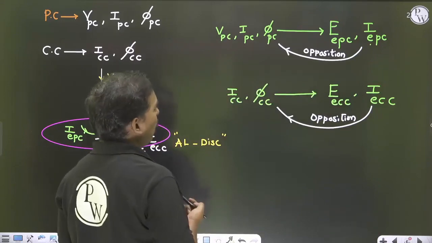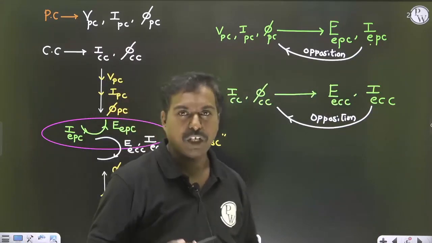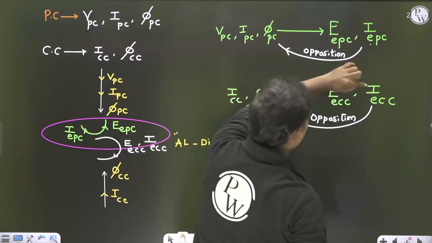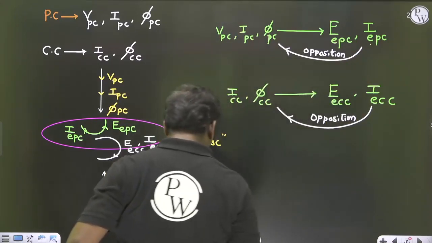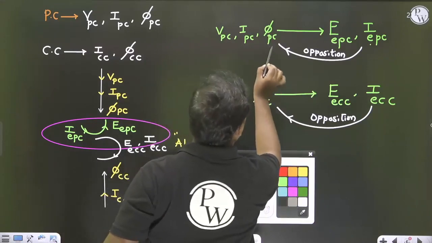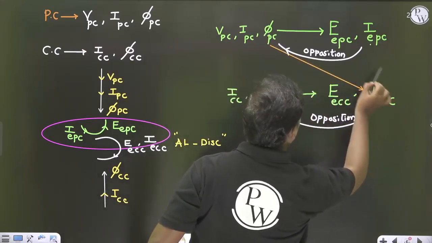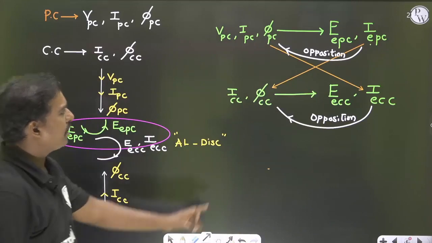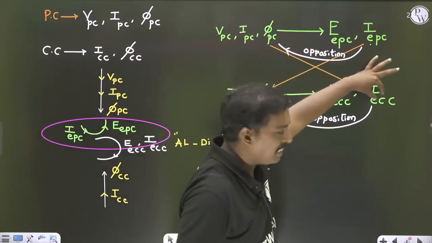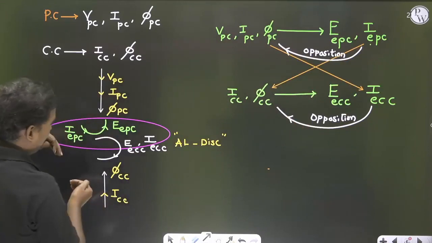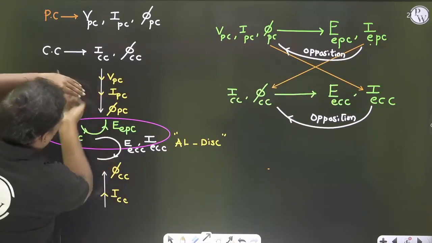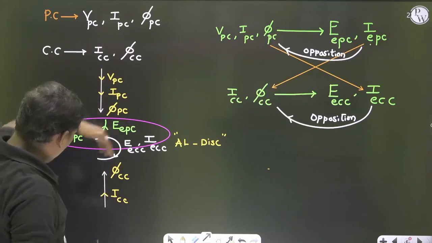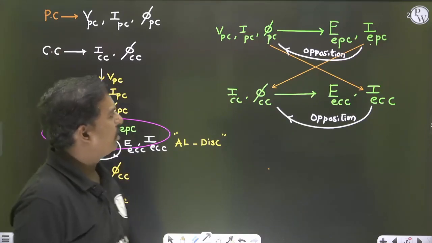Now, definitely, what is going to be the torque mechanism? To have a torque, there should be some interaction. So, this particular flux is going to interact with this, and this particular flux is going to interact with this. Because of these two interactions, there will be an attractive force. So now the deflection torque 1 is because of this phi PC and I_ECC. Reason is, this I_ECC, whichever is going like this, is going to interact with phi PC, and this particular I_PC, whichever is coming like this, is going to interact with this phi CC.